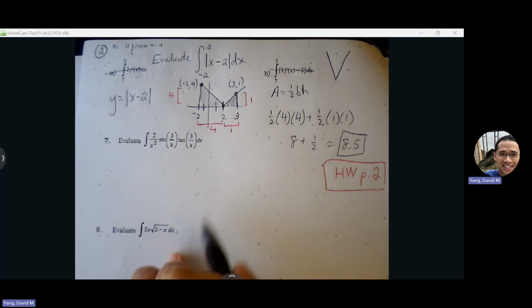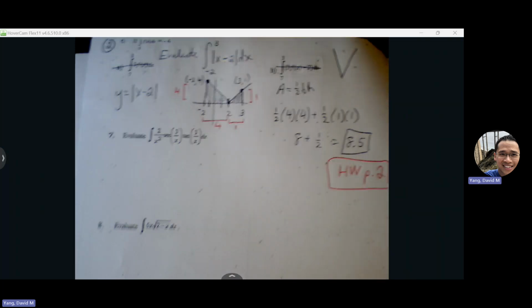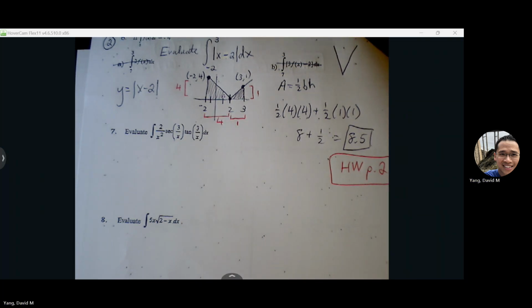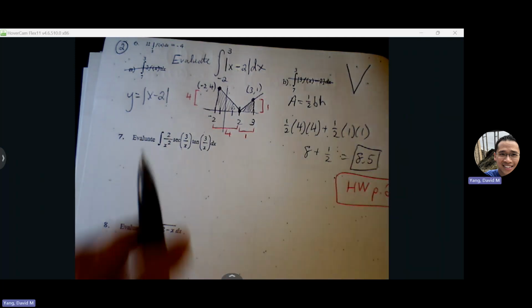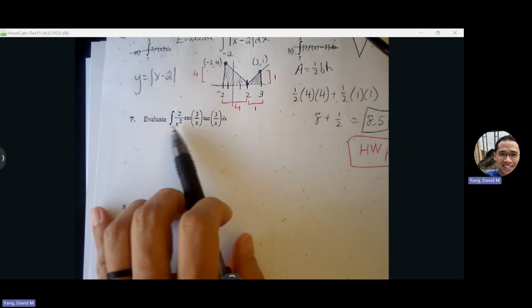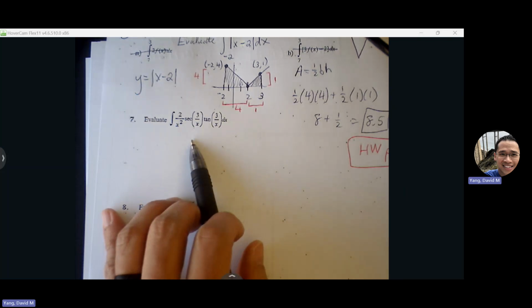I do want to kind of walk through these problems. I know you guys did it for homework, but these are topics that we're going to see on the test. So let me run through these steps. So number 7, we talked about how if we see a trig problem that is too complicated for one rule to handle, we know we have to rely on U substitution.